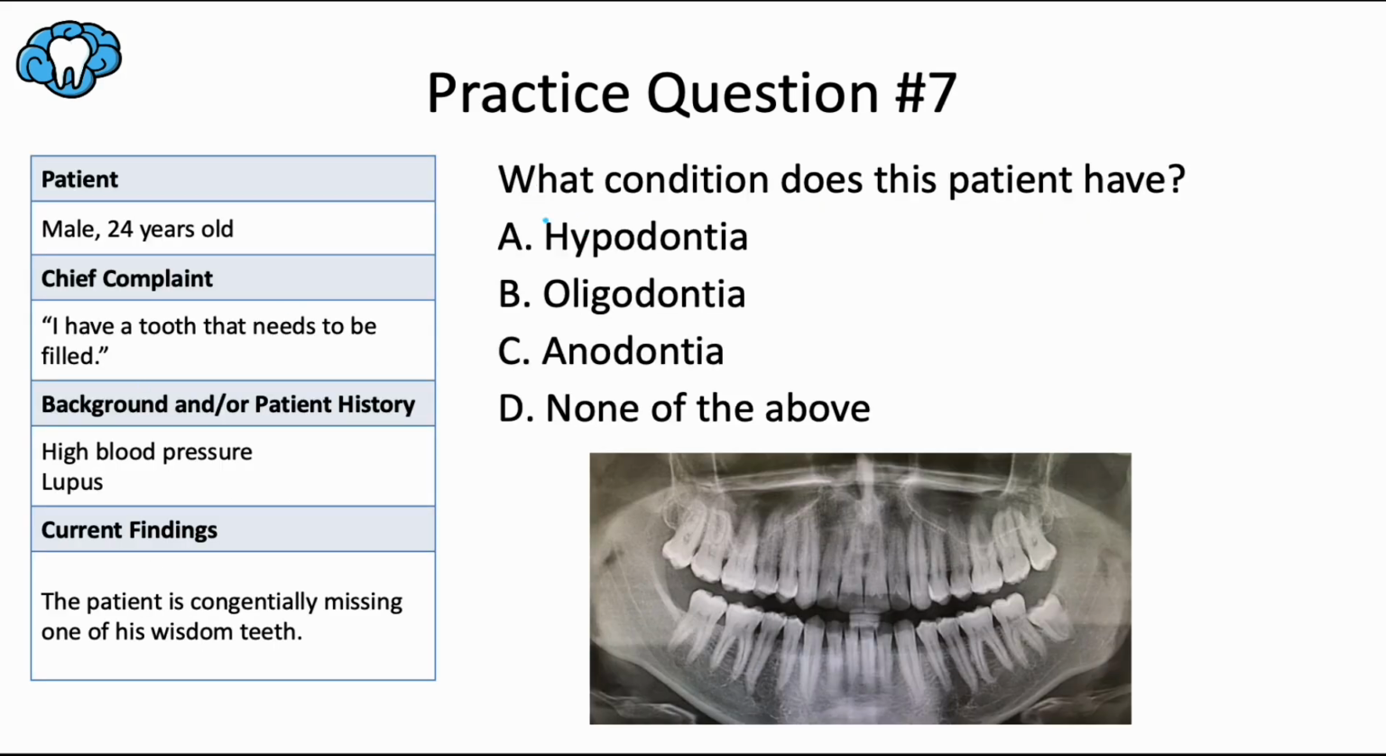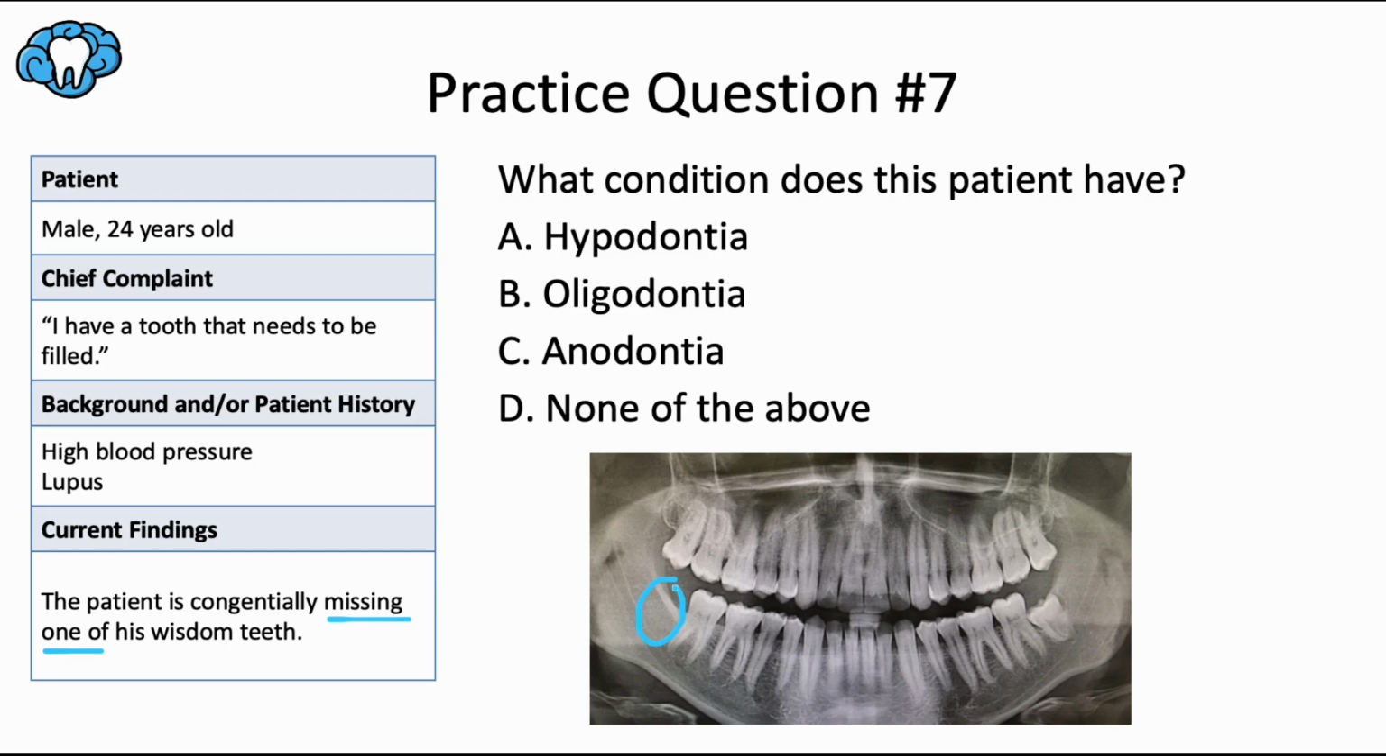Practice question number 7. What condition does this patient have? So go ahead and read through this patient box, take a look at the panoramic radiograph that goes along with it, pause the video, and then when you're ready, we'll go over it together. So this one is a bit of a trick question. Missing third molars, which this patient has one of them, you can see it right here, tooth number 32.